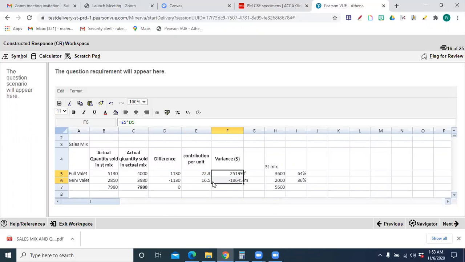Control C and Control V, and then taking the net of that, the sales mix variance turned out to be favorable here.